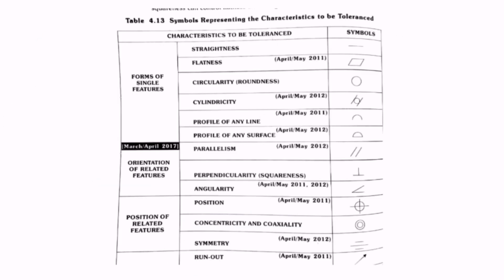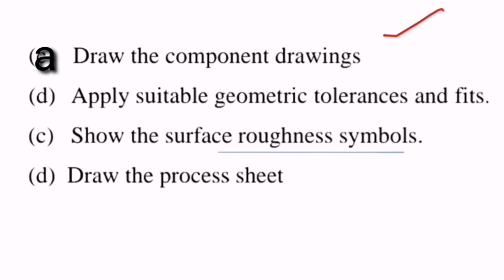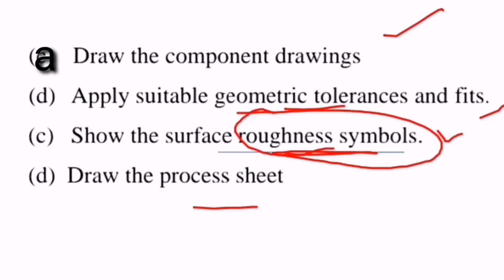These are the tolerance symbols. Just now we saw cylindricity, perpendicularity and run out. These are all important tolerance symbols which we can use in the production drawing. So we completed component drawings, type of fit, geometric tolerances and process sheet. We are left with the surface roughness symbols and surface roughness values. Let's go with the surface roughness symbols and values now.